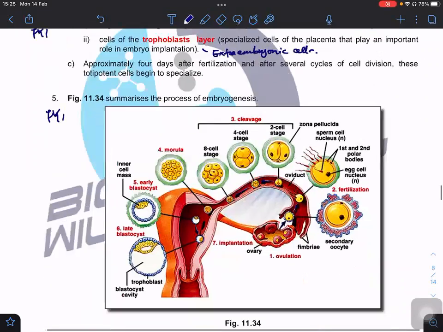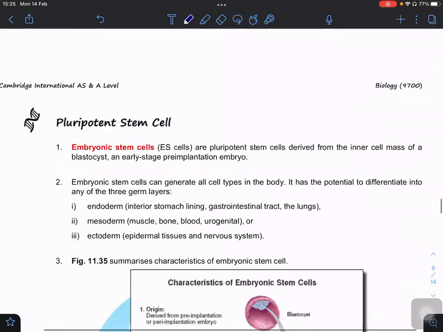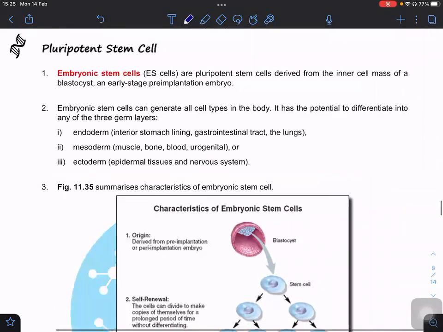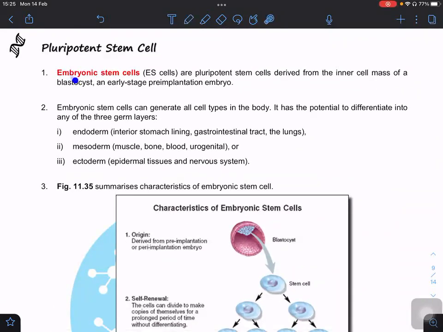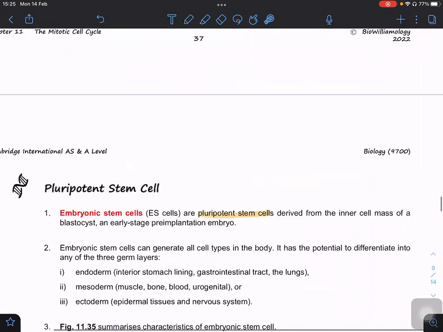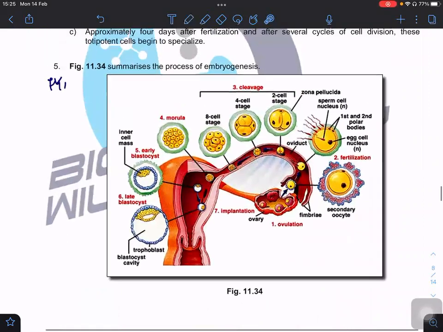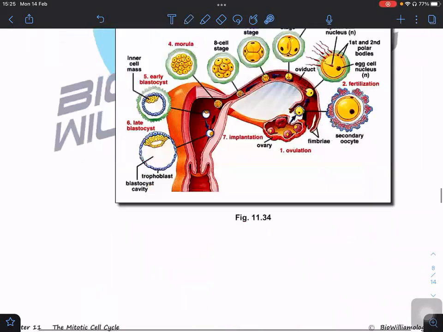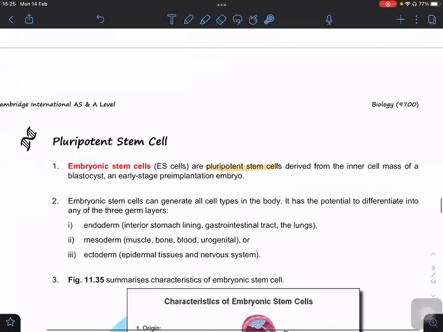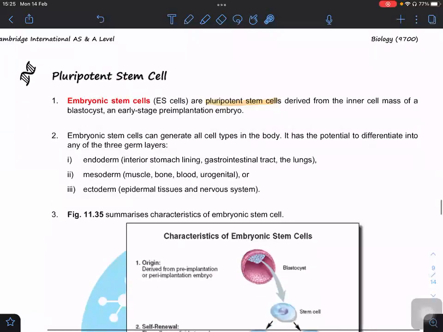Okay. So after 4 days, we no longer have the totipotent stem cells, so we have the embryonic stem cells. These embryonic stem cells are pluripotent stem cells derived from the inner cell mass of a blastocyst. So this part is called the blastocyst. Too bad embryogenesis is no longer in our syllabus. I can't go into detail and tell you more about this.